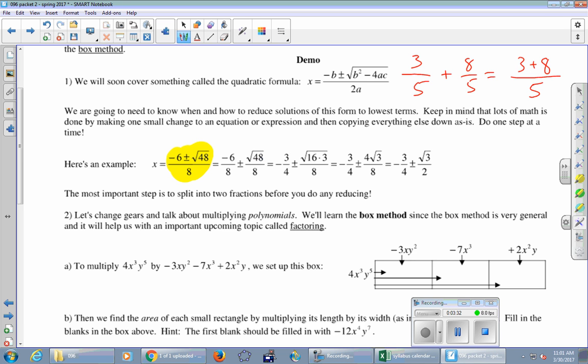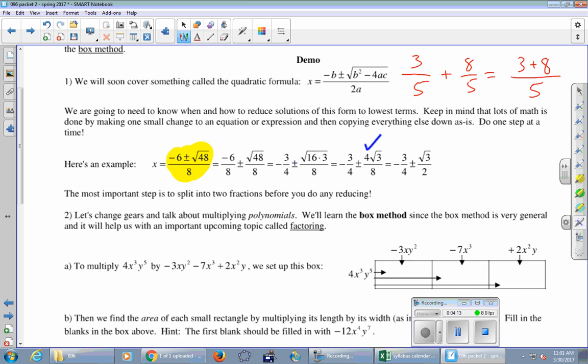Okay, let's keep going. -6 over 8 reduces to -3/4. That's easy. This square root of 48, that's not a nice number, but we have talked recently about simplifying square roots. What nice number goes into 48? Looking for a perfect square that goes into 48. What goes in? 16 goes into 48. 4 goes in, but we're going to grab the biggest one we can. So 48 is really 16 times 3. 16 comes outside of the square root and becomes 4, right? Square root of 16 comes out as 4.